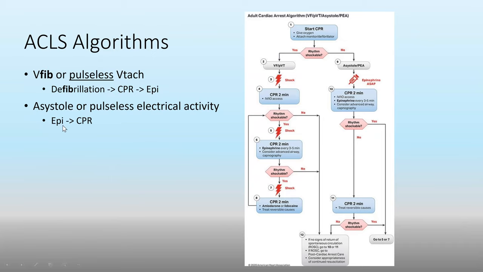So you're trying to stimulate the contraction function of the heart instead of the electrical function. You do epi first as a beta 2, beta 1, and alpha 1 agonist, and then you do CPR. You don't shock this because the electrical isn't the problem. It's a physical mechanical problem. So that's typically how I approach that. VFib or pulseless VTach, defib first, then CPR and epi. Asystole or PEA, we know it's a mechanical problem. We do epi, then CPR, and you can repeat those in cycles.